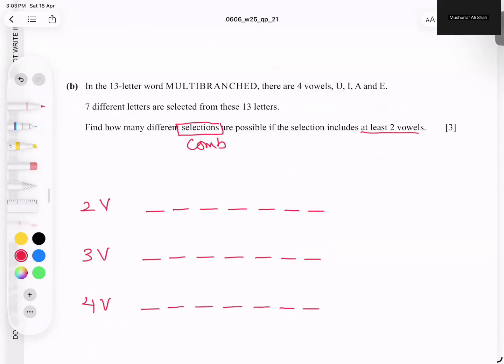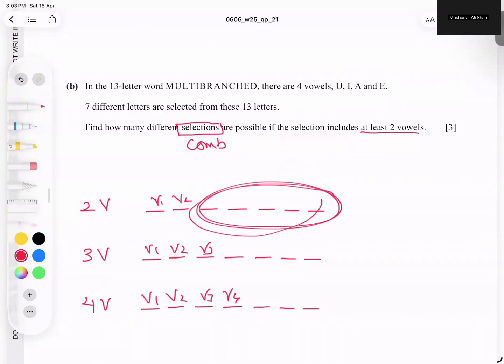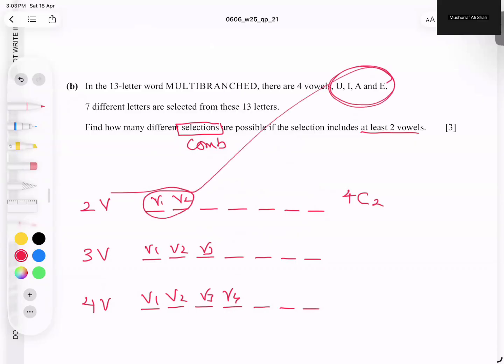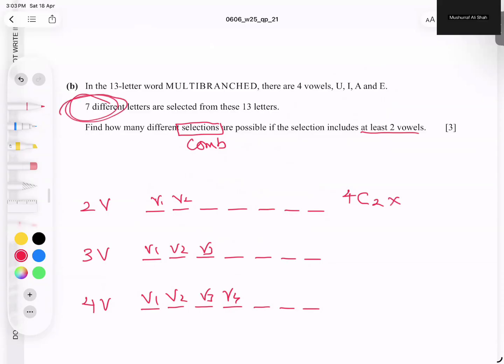Look at now. For example, I don't know which vowel. So vowel 1 and vowel 2 can come here. Vowel 1, vowel 2, vowel 3. Vowel 1, vowel 2, vowel 3, and vowel 4. How many places are left? 5 left from 7. So these I will pick from these 4. So you can say 4C2. Repeat my words. From 4, I have to select 2 vowels. So 4C2. And from the other 7 letters, I have to select how many? 5. Why 5? You can count 1, 2, 3, 4, 5 from 7.